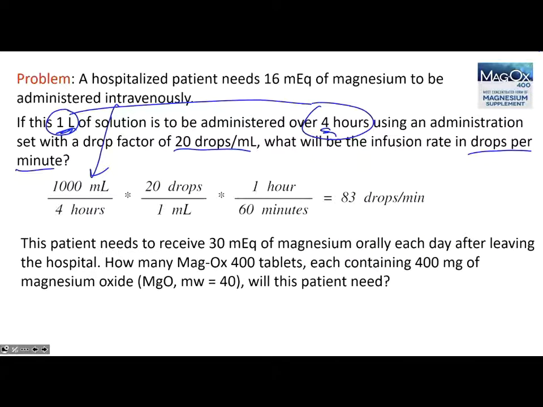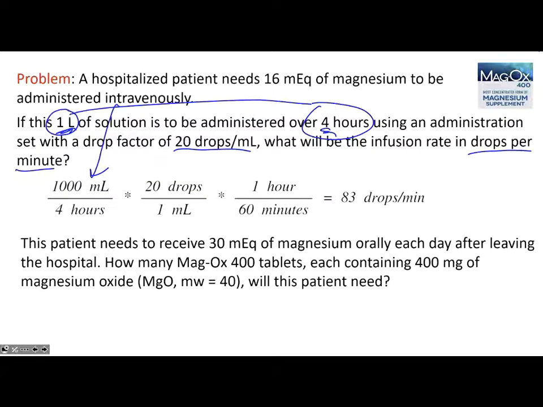And I went ahead and changed my 1 liter to 1,000 milliliters. Hopefully that doesn't throw anyone off. But really, we have 1,000 milliliters in 4 hours. That's an infusion rate. If you divide that out, that would be in milliliters per hour. That's a very common infusion rate. The problem here is we don't want the rate in mils per hour. What is our final target? Drops per minute. So we have to convert mils to drops and hours to minutes. That's all the trick is to this question.